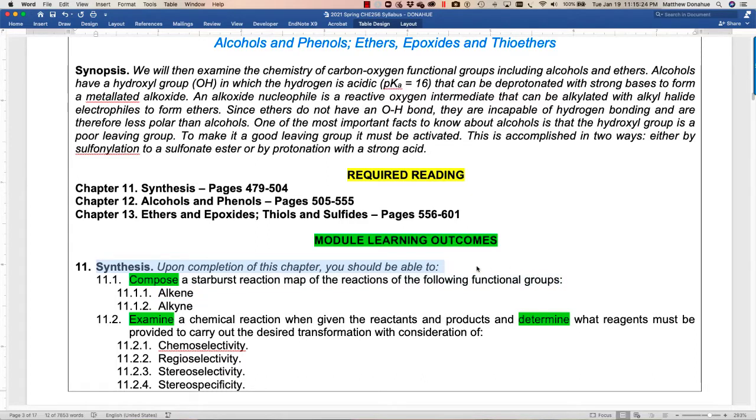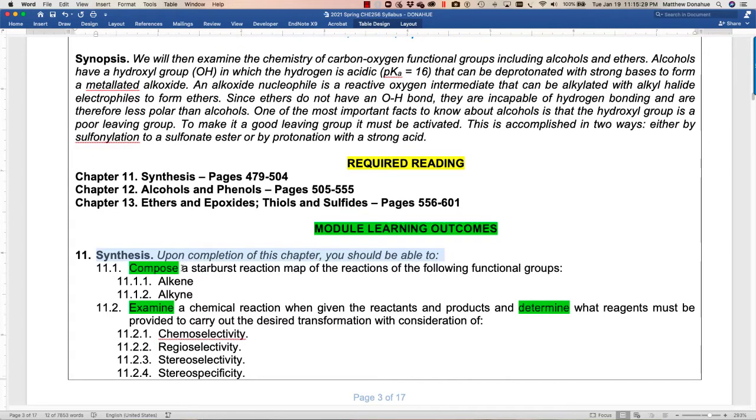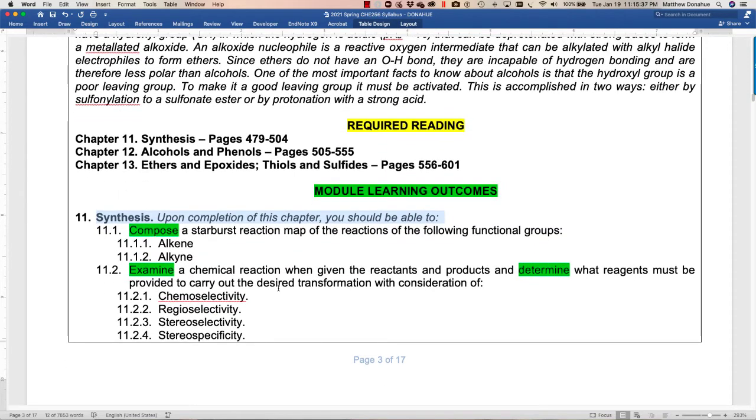So upon completion of this chapter, you should be able to, and then the word in green is the active word, that's what you actually need to demonstrate that you know the material. And really, because this is online, it's really up to you to put the work in. And again, contact me through Microsoft Bookings, office hours if you need help.